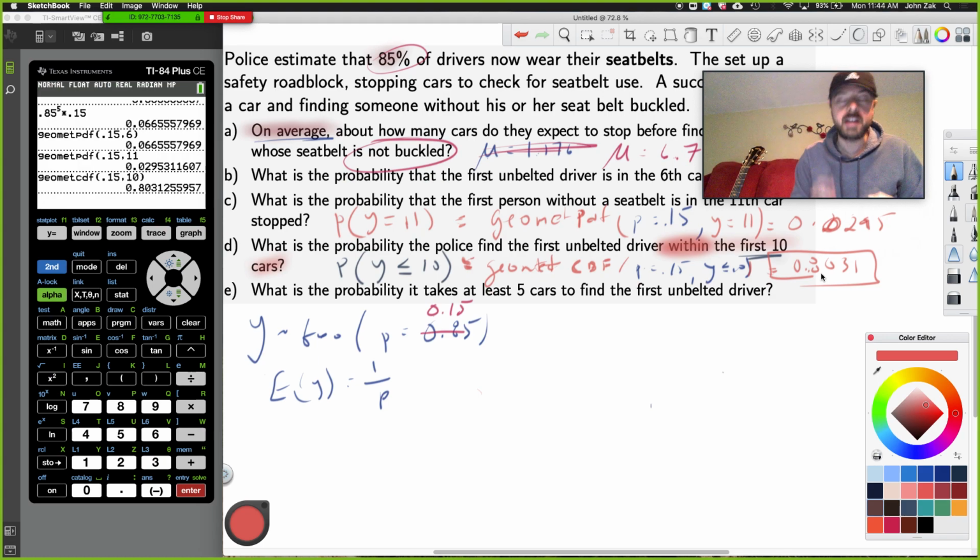It could have happened the first, second, third, fourth, fifth, sixth, seventh, eighth, ninth, or 10th, and all of those are included in this particular event. It was a geometcdf.